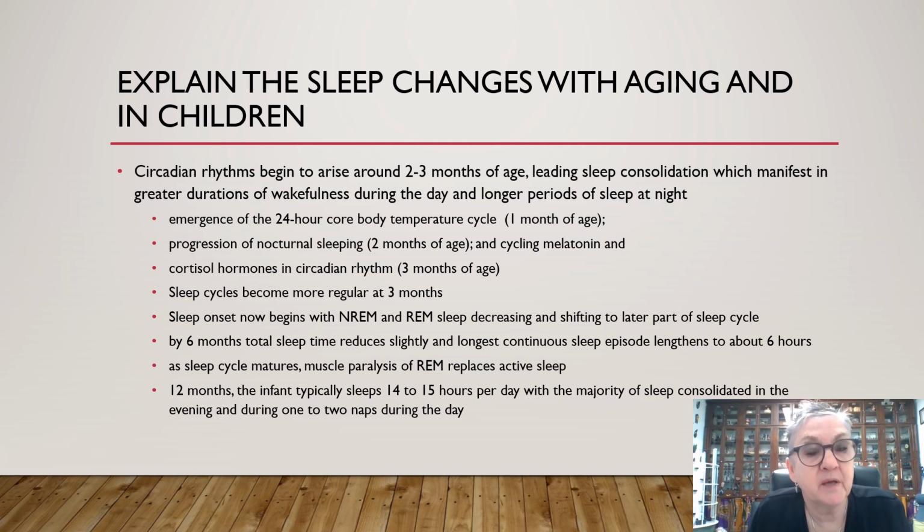Sleep onset now begins with non-REM, and REM sleep decreases and shifts to the later part of the sleep cycle. By 6 months, total sleep time reduces slightly, and the longest continuous sleep episode lengthens to about 6 hours. As the sleep cycle matures, the muscle paralysis of REM replaces active sleep, and at 12 months, the infant typically sleeps 14 to 15 hours per day, with the majority of sleep consolidated in the evening and during 1 or 2 naps during the day.